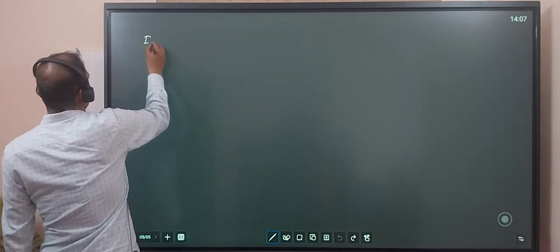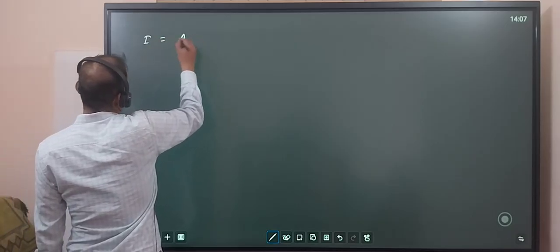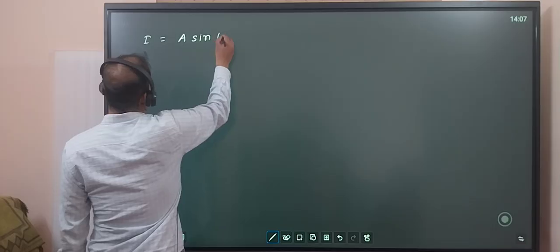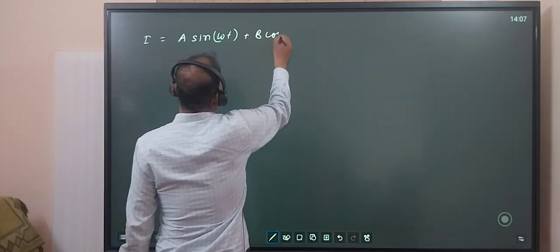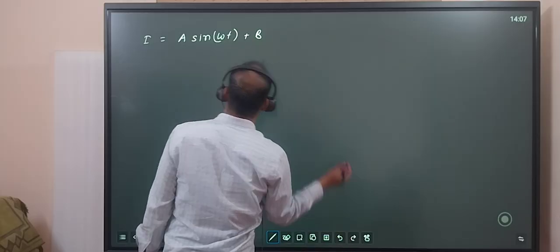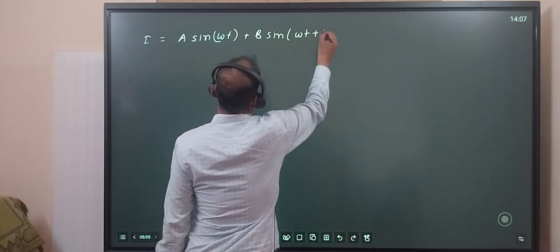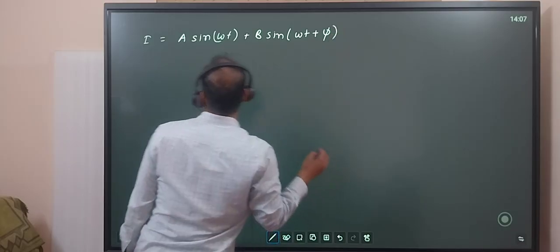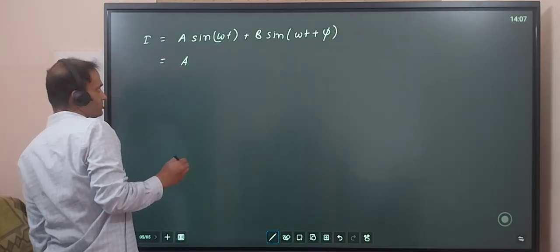We had two currents. We are trying to add two currents, a sin omega t plus b sin omega t plus phi, and what we got in total.